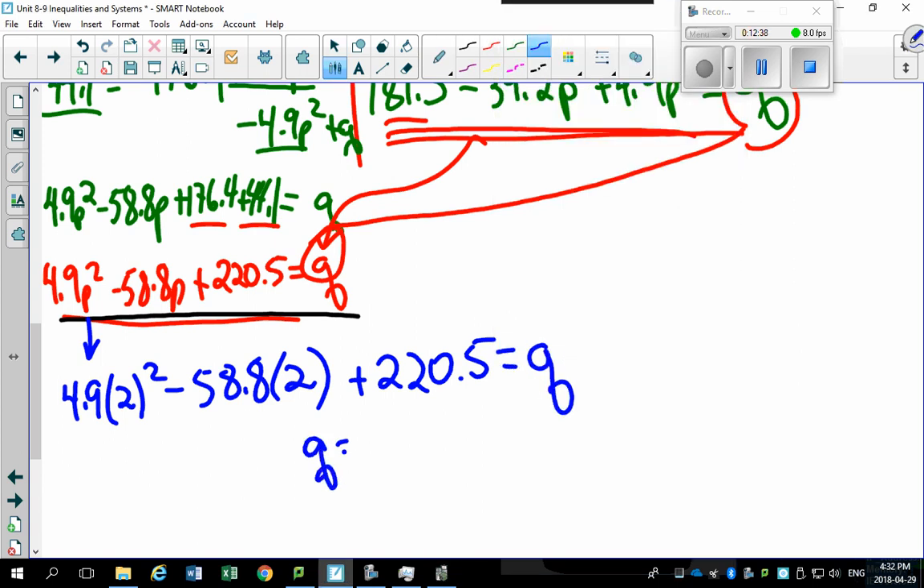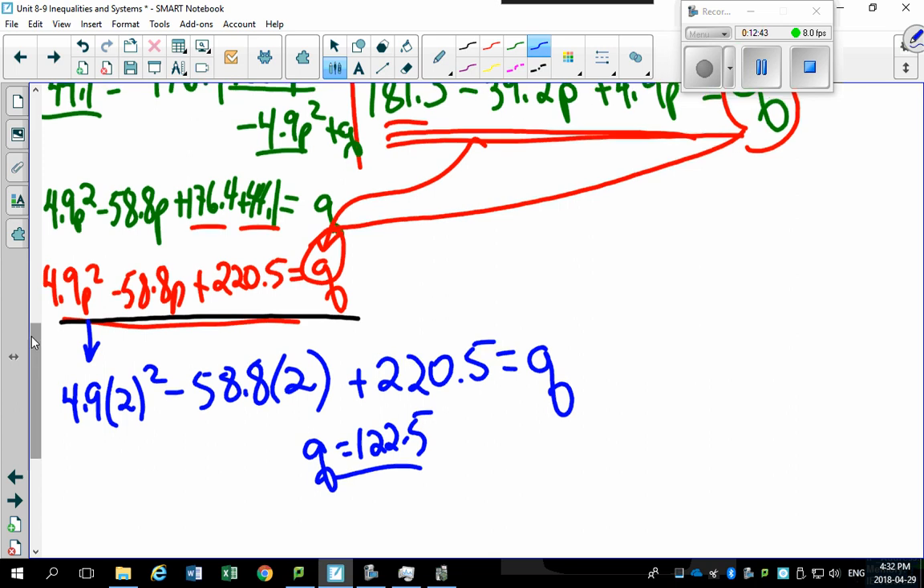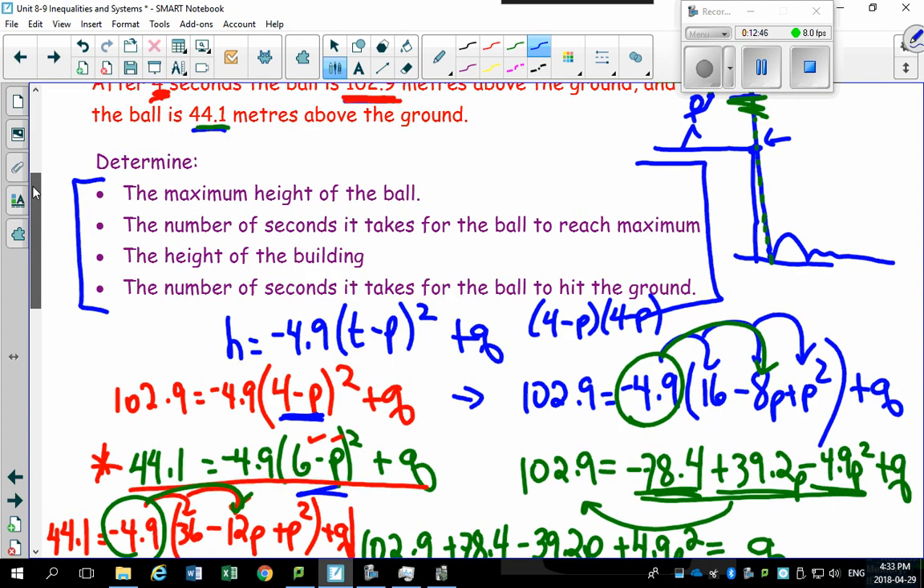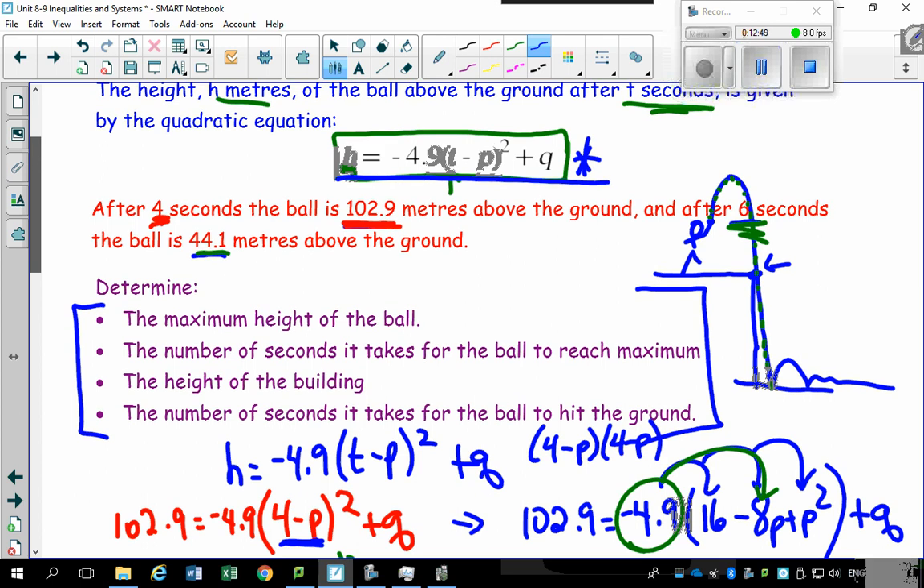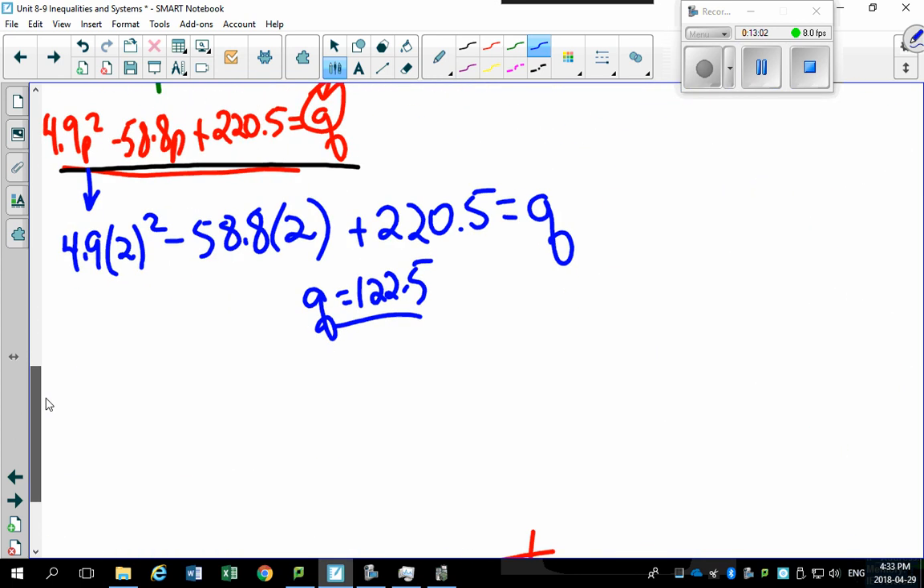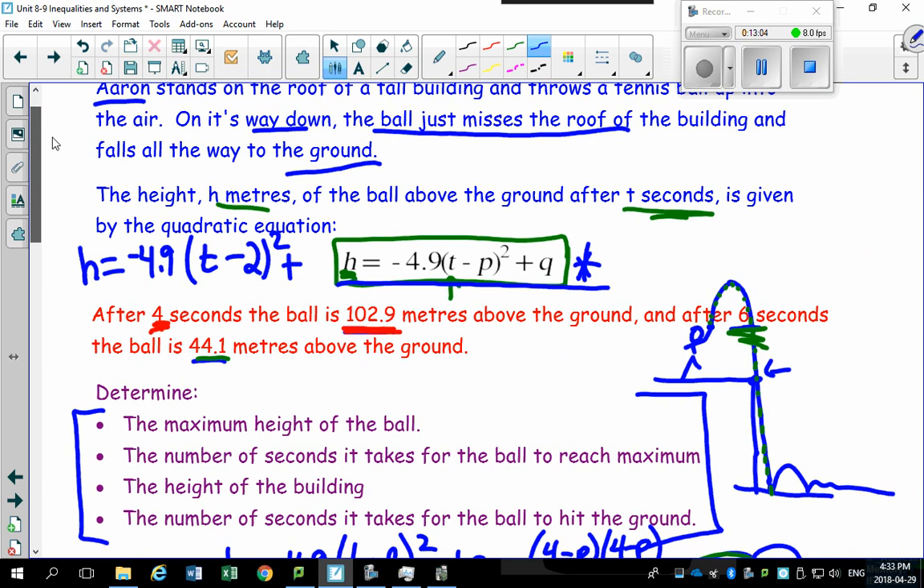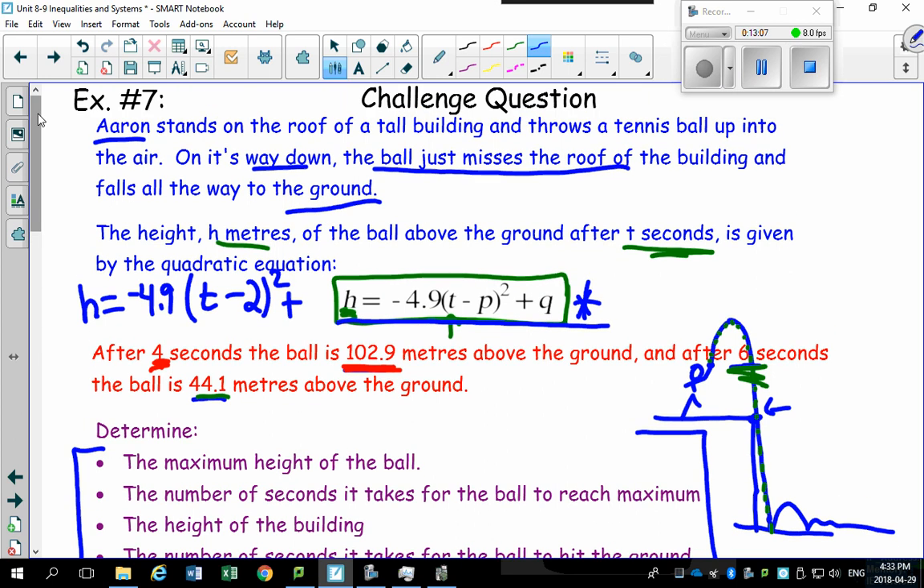Q equals 122.5. Now, what does this mean? Go back to the original. The original was this equation, which means now H equals minus 4.9 times (P minus, remember the P was 2) squared, plus, what was the Q value again? The Q value was 122.5. There's your equation right straight out of, guess what?